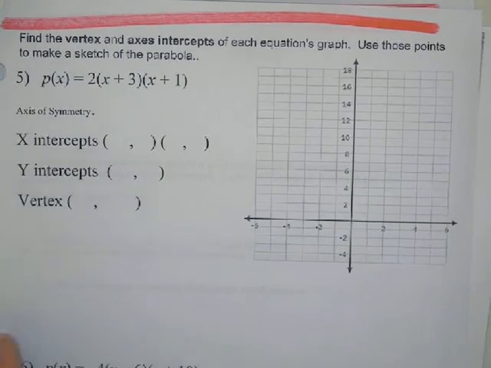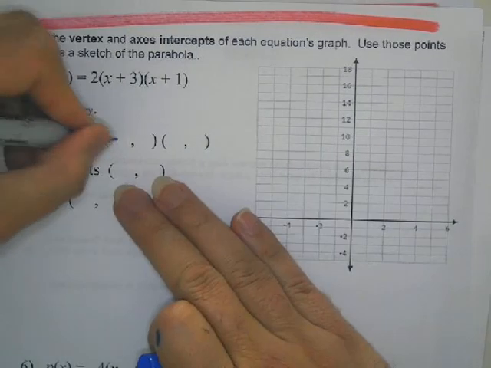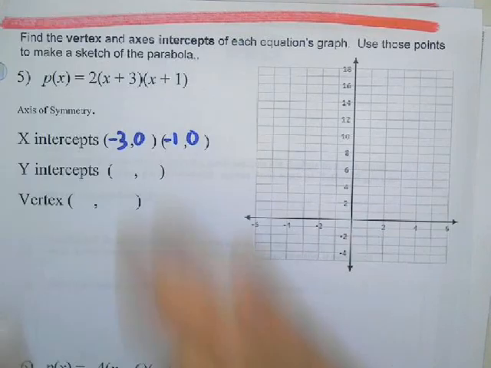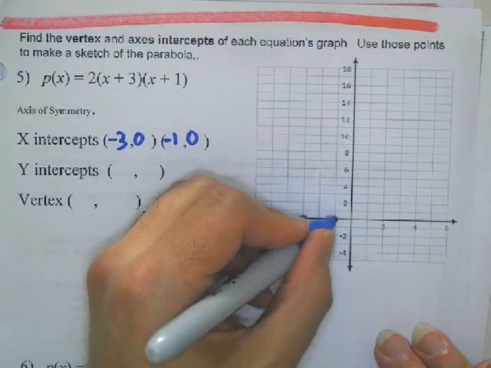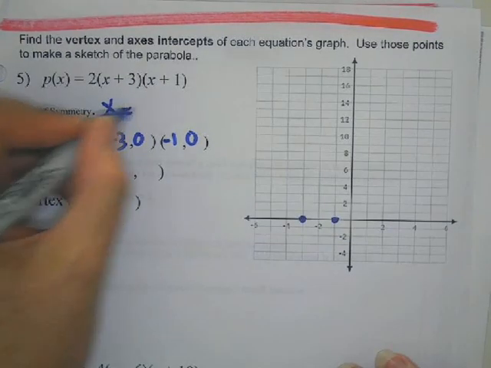Okay, so the x-intercepts are negative 3 and negative 1. So negative 3 and negative 1. So my axis of symmetry is halfway between there, which is negative 2.